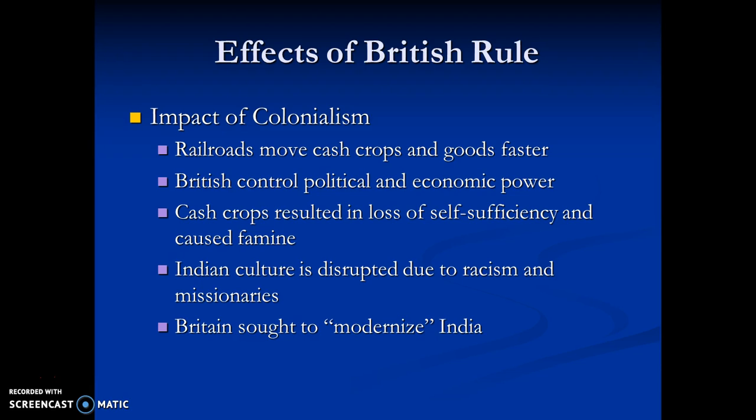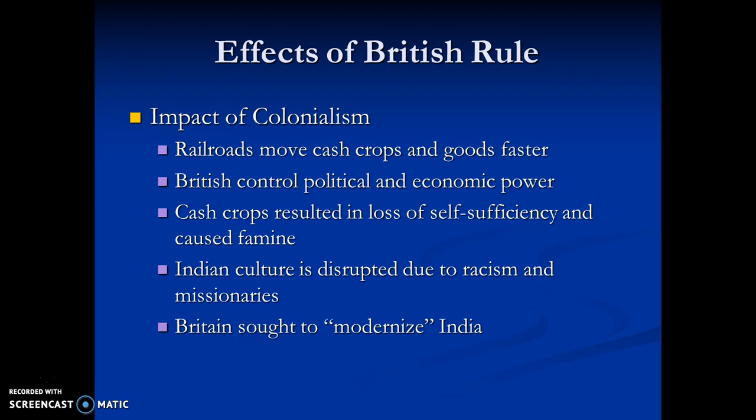With the massive growth of cash crops, this is going to result in the loss of India being self-sufficient because they're no longer going to grow enough food to feed themselves, which is going to cause widespread famine and lots of death. The Indian culture is going to become disrupted due to the fact that racism and missionaries are both going to increase in India.